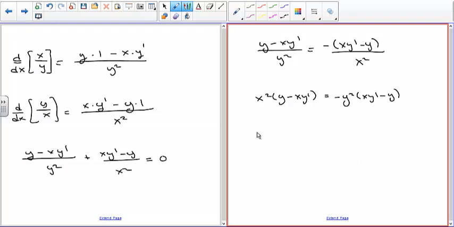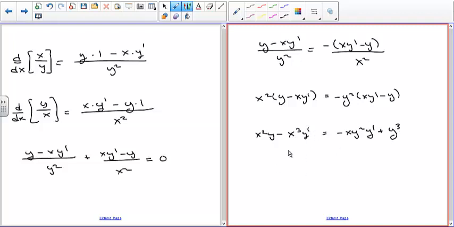Then we'll multiply them out. So you get x squared y minus x cubed y prime is equal to negative x y squared y prime, and minus, plus, because I got minus times a minus, so it's plus y cubed.